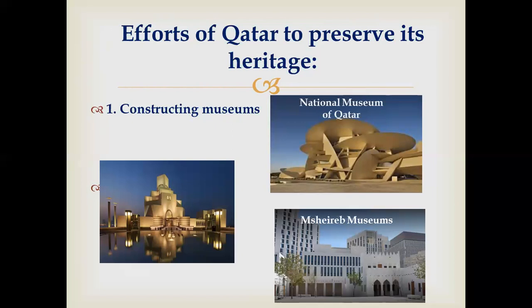And the second one, we have Msheireb Museum. This one is set in four restored homes or historic heritage houses in the newly built Msheireb Downtown. And the third one is the Museum of Islamic Art. This is the one that we have in the Corniche, and it was established on the 22nd of November 2008. Then it opened to the public on December 8th of the same year.